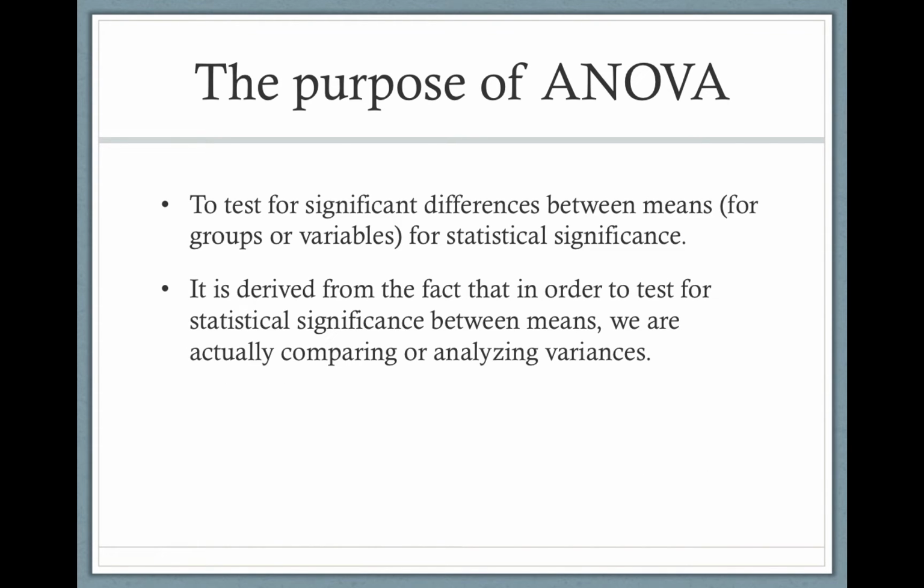It may seem odd that a procedure that compares means is called the analysis of variance, but it's derived from the fact that in order to test for statistical significance between means, we are actually comparing or analyzing variances. It's accomplished by partitioning the total variance into the component that is due to the true random error within the sums of squares, and the components that are due to the differences between the means. The latter variance components are then tested for statistical significance, and if significant, we reject the null of no differences between the means and accept the alternative hypothesis that means are different from each other.